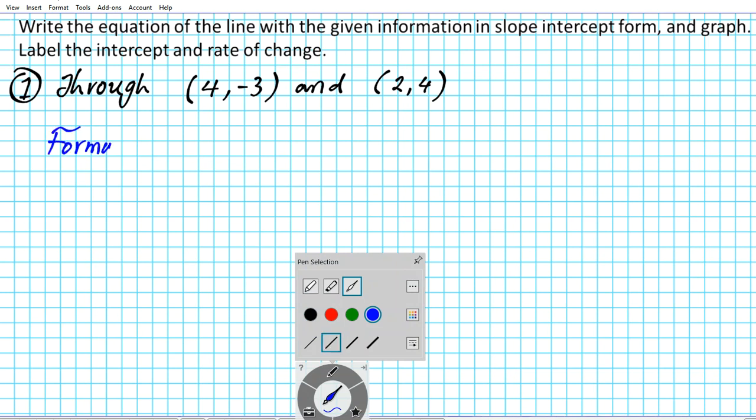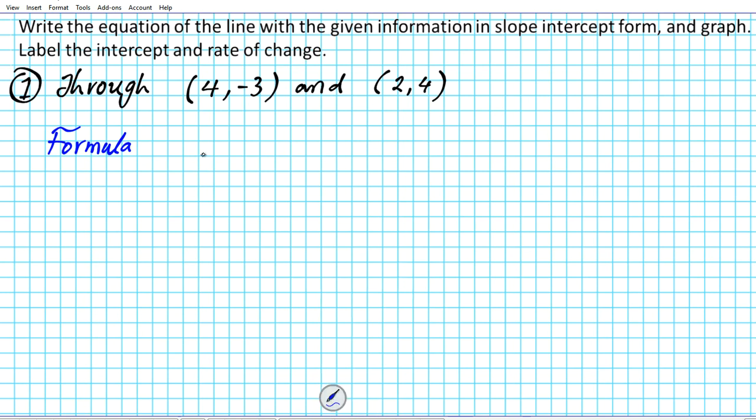To solve this problem, we are going to need two formulas. The first formula is the point slope form of the equation of a line. It's given by y minus y1 equals m times (x minus x1). As you can see, we need at least 1 point to make use of this formula. We also need another component, which is the slope m.